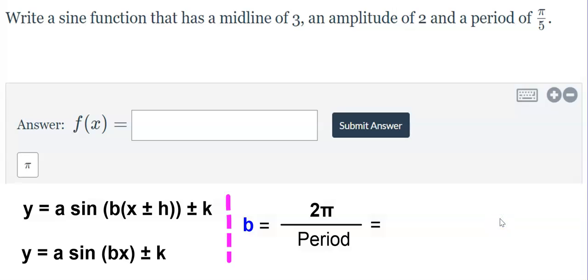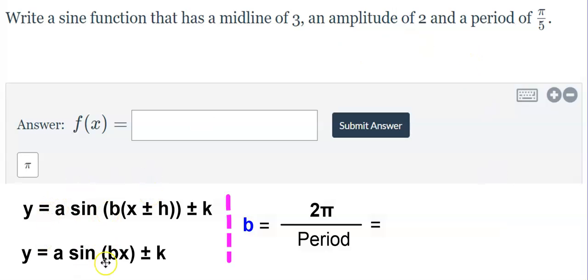Welcome one and all. This is another example from Delta Math, which is focused primarily on writing the trig functions given the features. So here we have an example where it says write a sine function that has a midline of 3, an amplitude of 2, and a period of pi over 5.